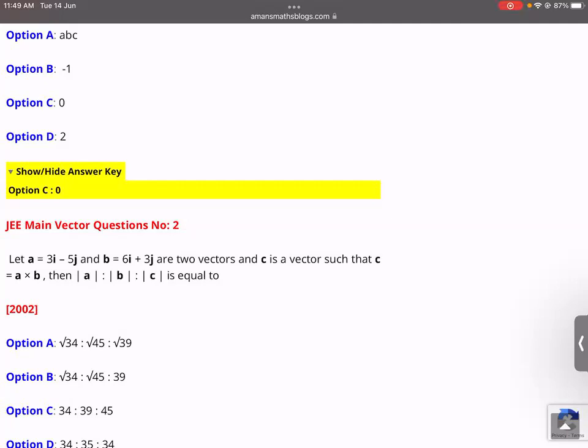A vector is 3i cap minus 5j cap. That is one vector. B vector is 6i cap plus 3j cap. These are two vectors. So how is C vector related to A vector and B vector? C vector is obtained as the output of the cross product of A and B. Then you will get a third vector. So when you have three vectors, you know how to find the magnitude of them. Find the magnitude, find the ratio, and tell me the answer.